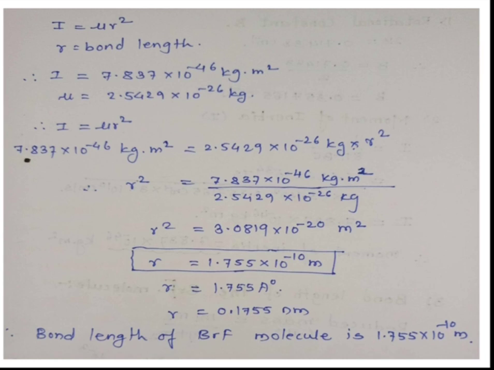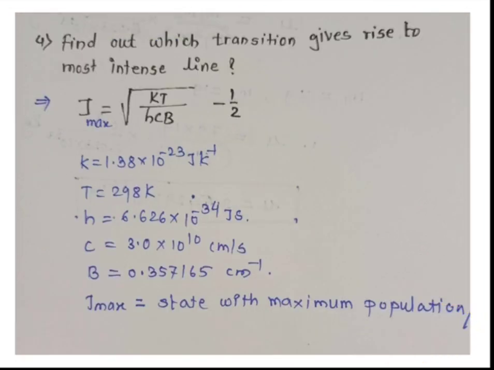We have to convert these values into angstrom units and nanometer. You are free to calculate it into picometer also. So I have written here r is equal to 1.755 angstrom units and that can be written in nanometer as 0.1755 nanometer. So the bond length of the BrF molecule is 1.755 into 10 raised to minus 10 meters. Okay, so we got three values: B, moment of inertia, and the bond length of the BrF molecule.